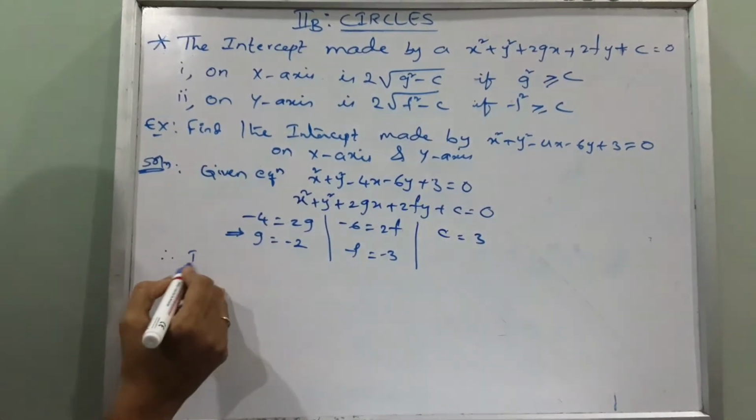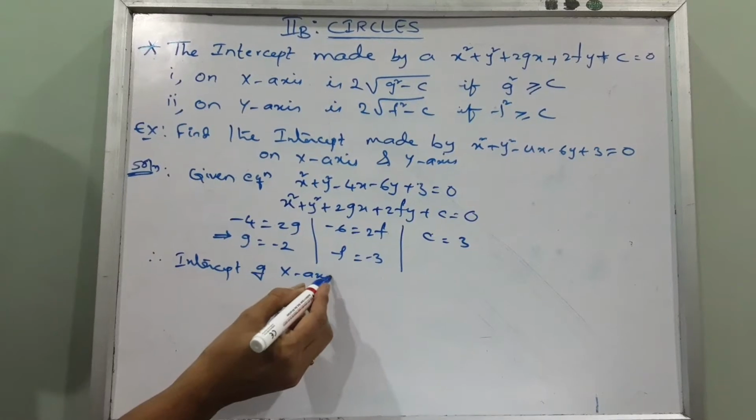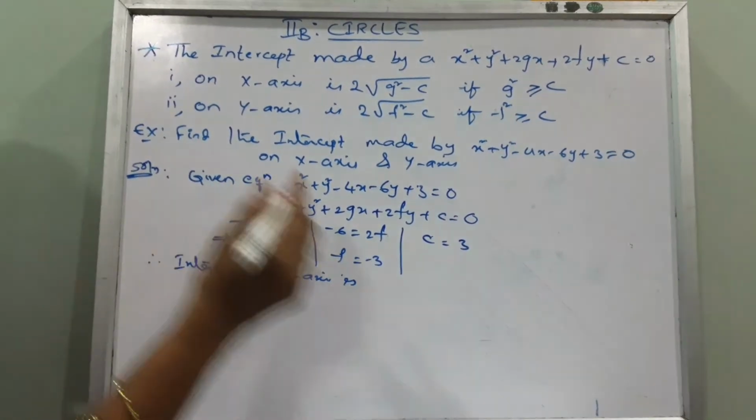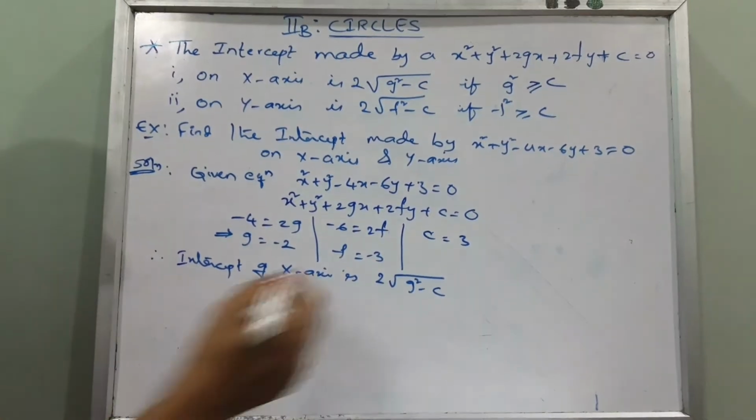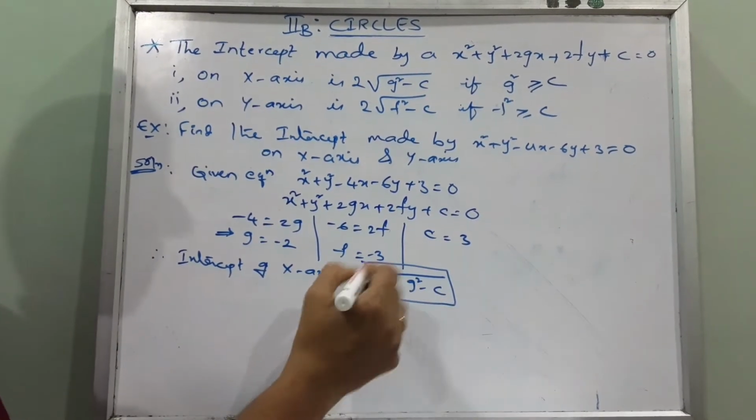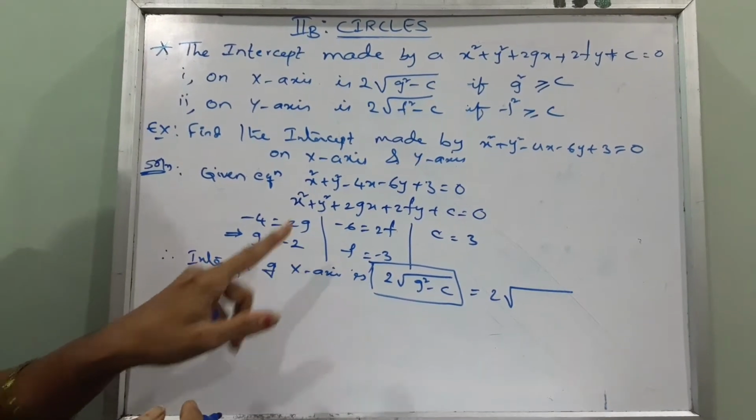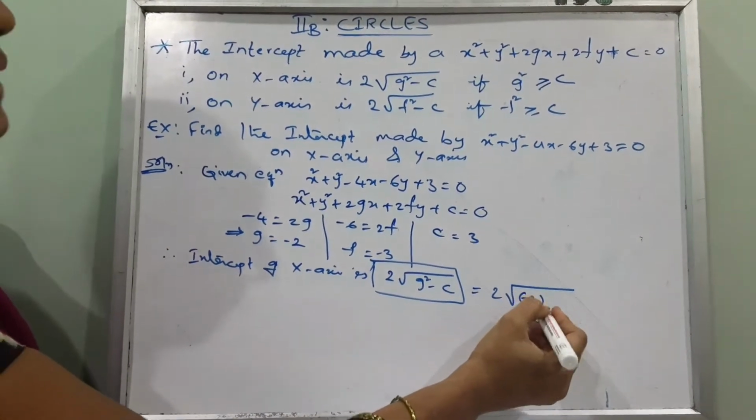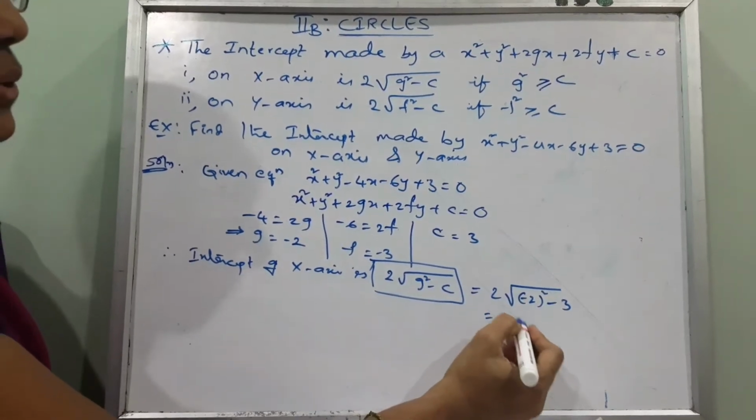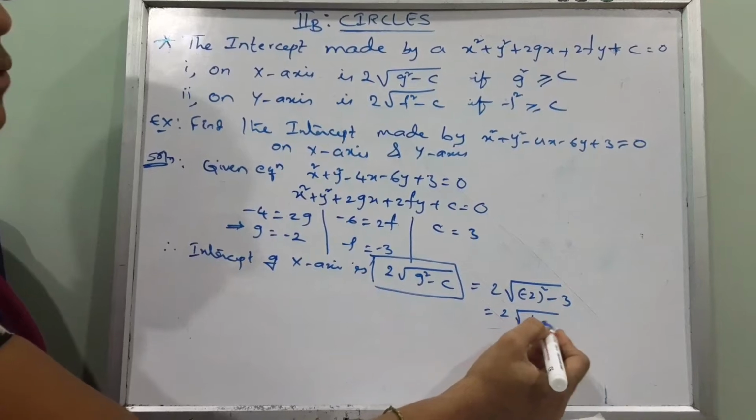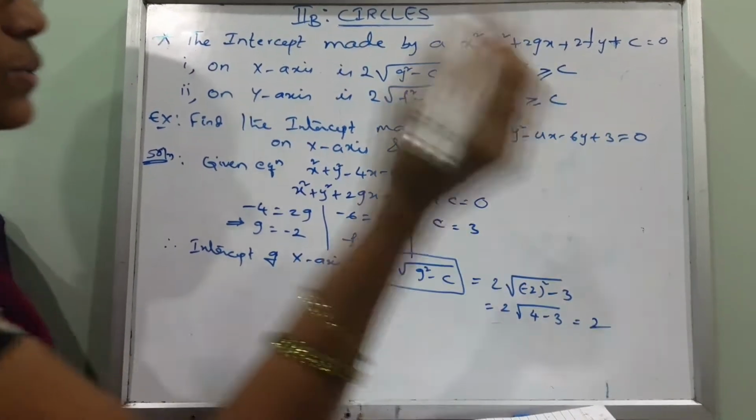Therefore, the intercept on x-axis is 2 root g square minus c, which is equal to 2 root, substituting the g value, minus 2 whole square minus 3, which is equal to 2 into root over 4 minus 3, root 1 is 1, so 2 into 1 is 2.